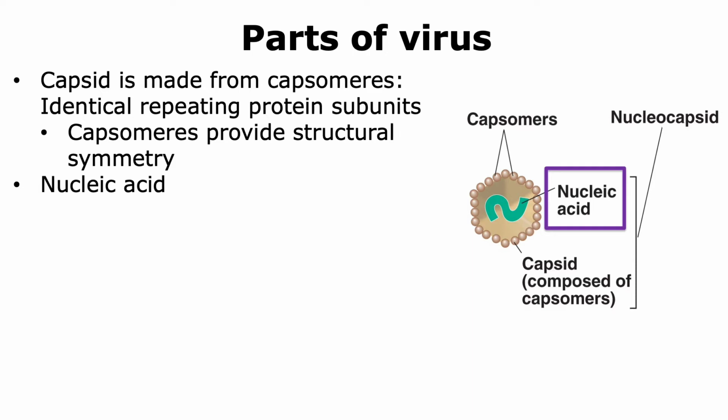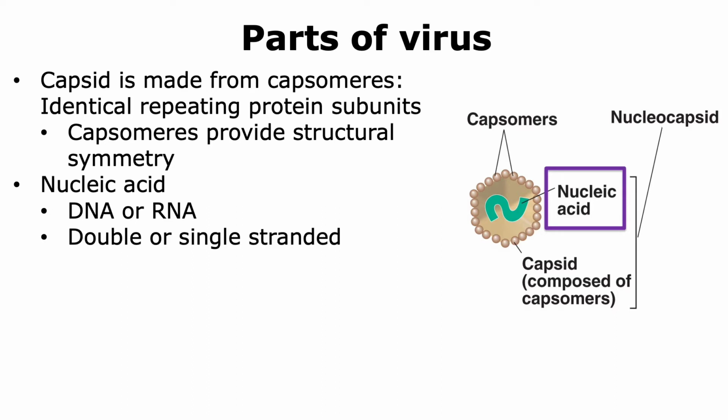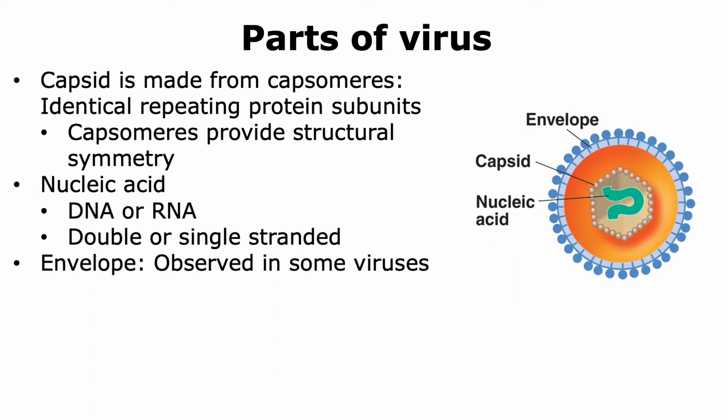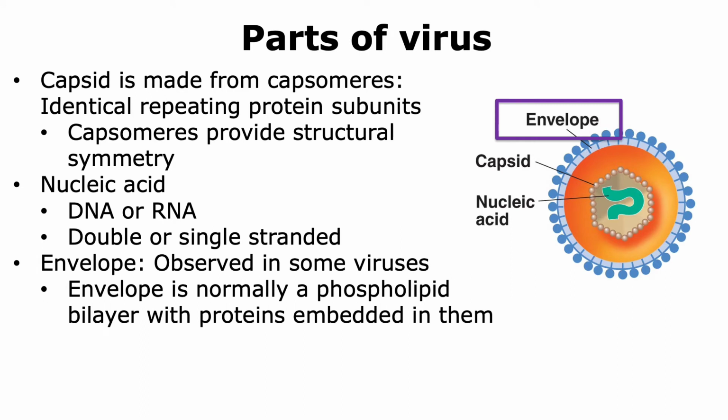Now, depending on what kind of virus it is, the nucleic acid could be either DNA or RNA, and it could be double or single-stranded. Thus, different viruses have different types of nucleic acids. Some viruses will have an envelope that surrounds the capsid. So an enveloped virus, the outermost part will be this envelope. Now the envelope is normally made of a phospholipid bilayer that has proteins embedded in it.